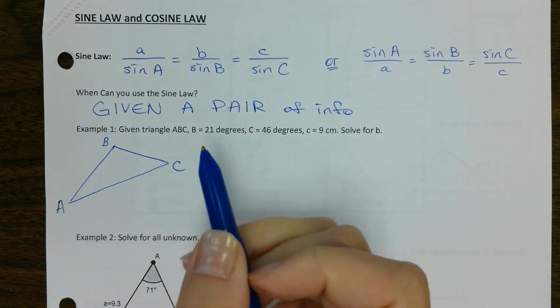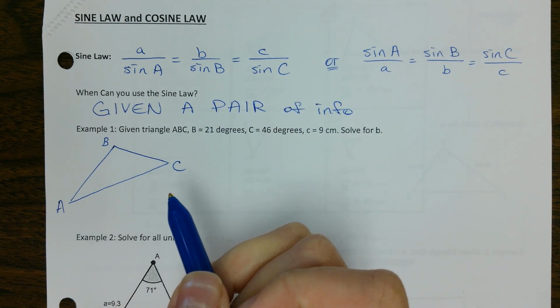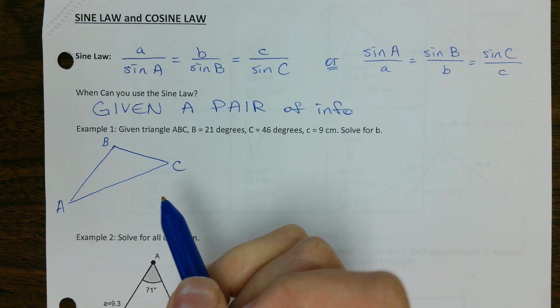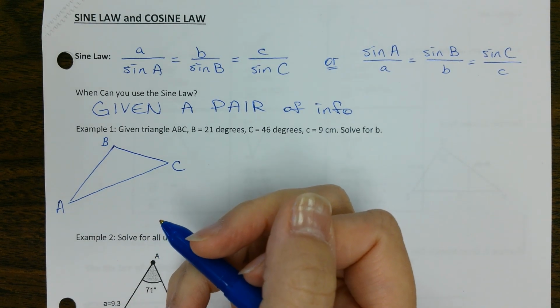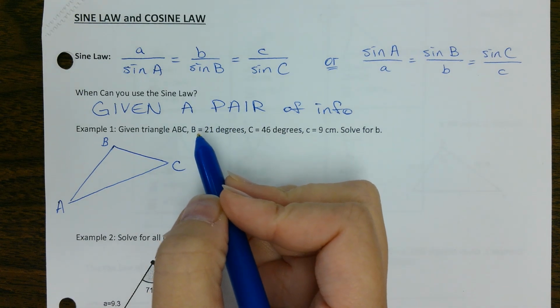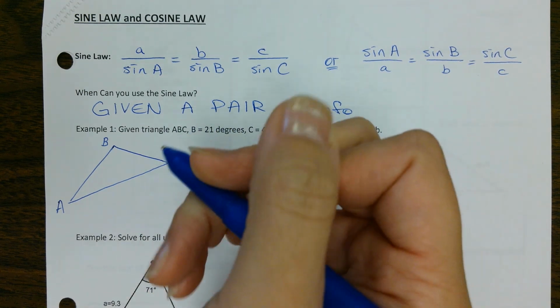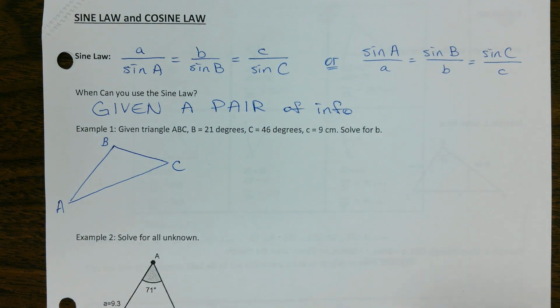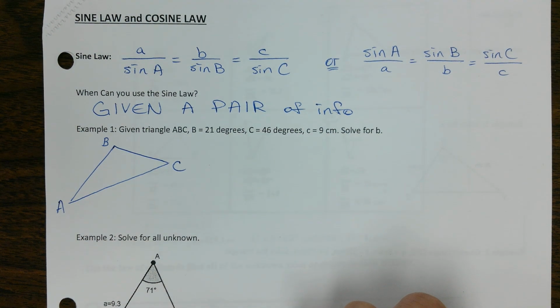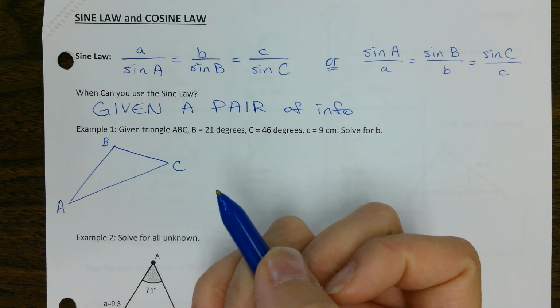So let's say I draw triangle ABC like this. Angle B is 21 degrees. Doesn't look like it, eh? It could be obtuse triangles as well. On Wednesday or Thursday, we'll talk about that more.